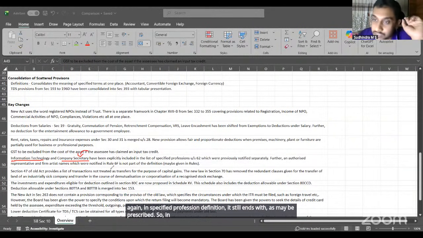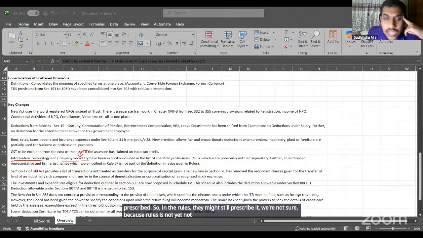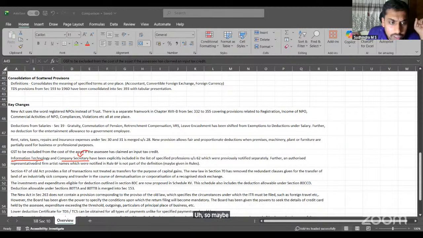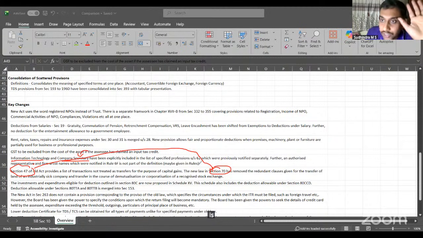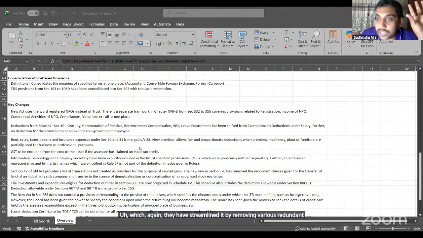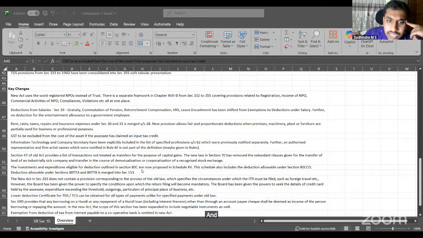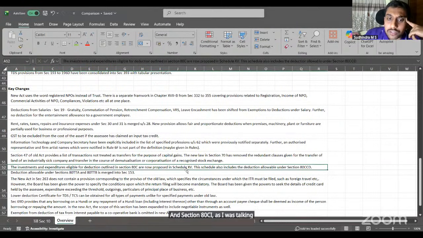So in the rules, they might still prescribe it. We are not sure because the rules are not yet notified. They have not yet released the rules. So it may be given in the rules. Similarly, section 47, no transfer, is section 70 now, which again, they have streamlined by removing various redundant provisions included there. And section 80C, as I was talking about, giving reference to schedule 15.